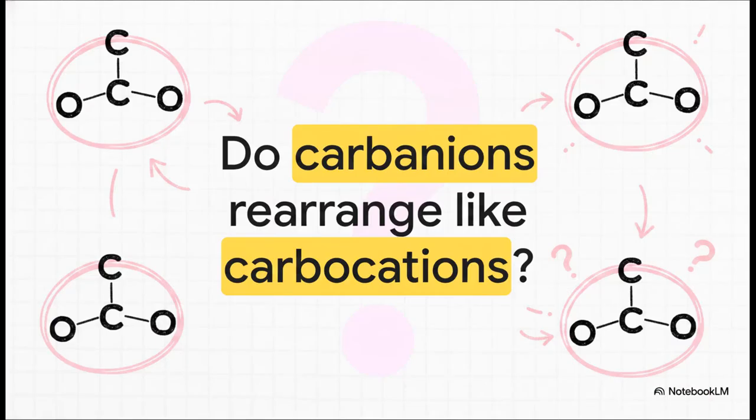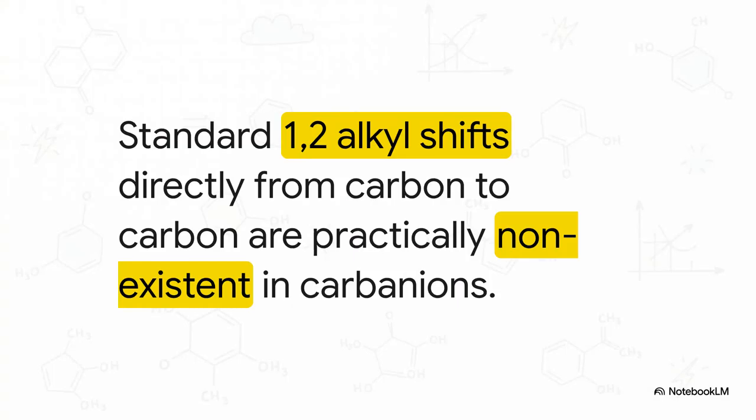Okay, section 4, reactions and rearrangements, the action phase. We know carbocations absolutely love to undergo these intricate rearrangements, just constantly shifting their atoms around to form more stable tertiary structures. But it begs the question, does our negative intermediate play by those exact same structural rules? Surprisingly, no. Standard 1,2 alkyl shifts directly from one carbon to another are practically non-existent in carbanions.